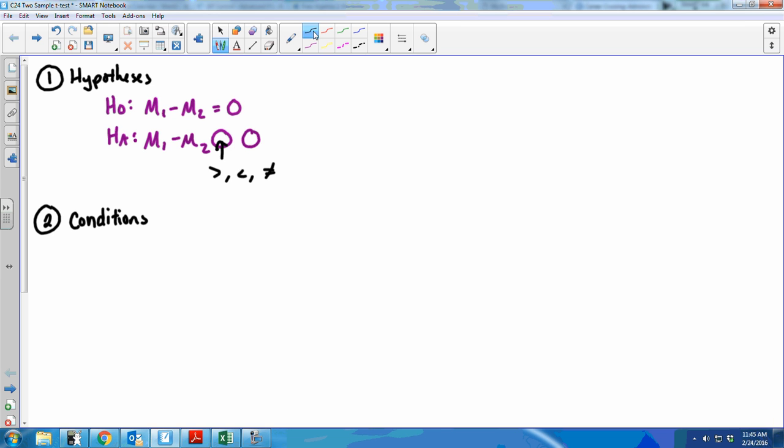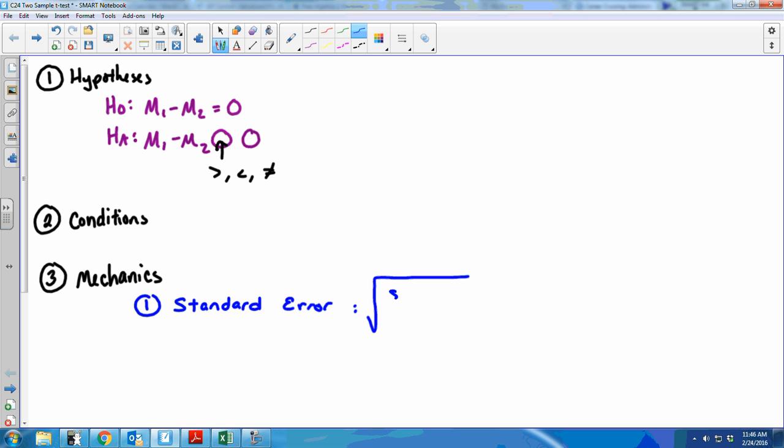What's the next step? Mechanics. There are technically 3 steps to the mechanics in the hypothesis test. So what is the first thing you find in a hypothesis test? All right, the standard deviation or the standard error, depending on what information you have. In this case, are we going to have the population standard deviation? No, we're going to have the sample standard deviations, so we're actually finding the standard error. That's that formula we talked about yesterday. It's on the formula sheet. S squared over the sample size, S squared over sample size.